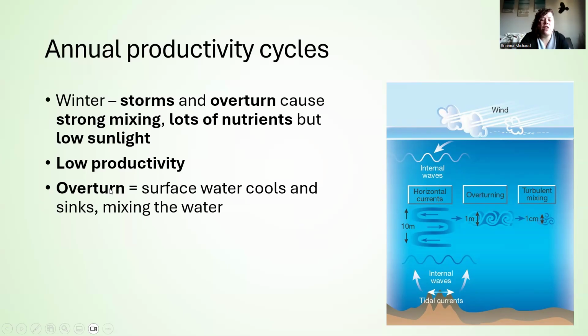And now, one of the things I mentioned was overturn. Overturn is when the surface water is cooling. So, like the air is colder than the water. So, the surface water is cooling and sinking, and then more is rising to the top. And so, again, you get this kind of vertical mixing, overturning happening that will bring the nutrient rich water up towards the top. So, again, you have high nutrients, but very low sunlight. So, still pretty low productivity.